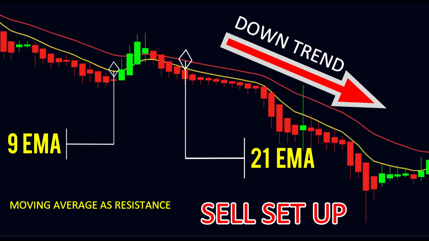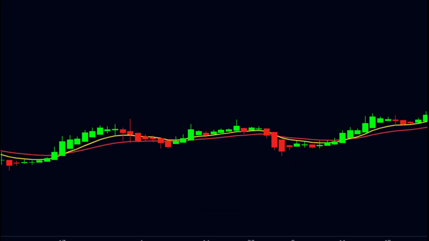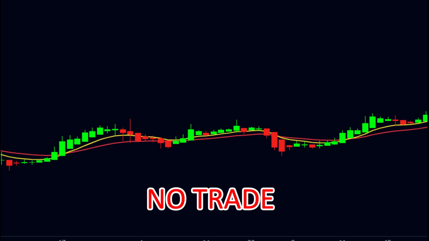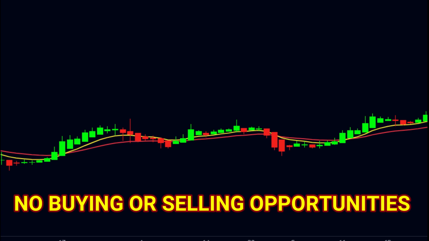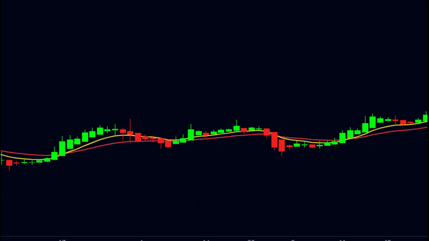So, we should use sell setup here. In sideway market we cannot identify the trend clearly, which we can see here, and moving averages also cross over to each other at many points. So, we should not trade in this type of sideway market. We cannot get buying or selling opportunities, so here our strategy cannot work. We can use our strategy in trending markets such as in uptrend or in downtrend.